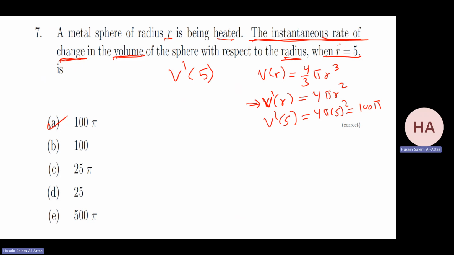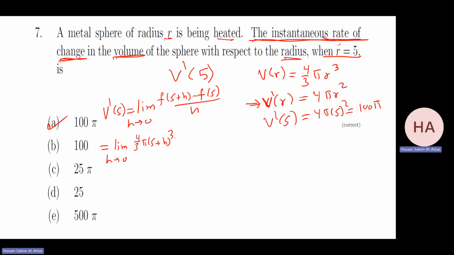Also, I can find it using the definition. I will write v prime at 5. Limit, just for completeness. It will be what? F of 5 plus h minus f of 5 over h. As h goes to 0, it will be what? 4 over 3 pi (5 plus h) cubed, minus f of 5, 4 over 3 pi 5 cubed, over h. That will be the limit as h goes to 0.